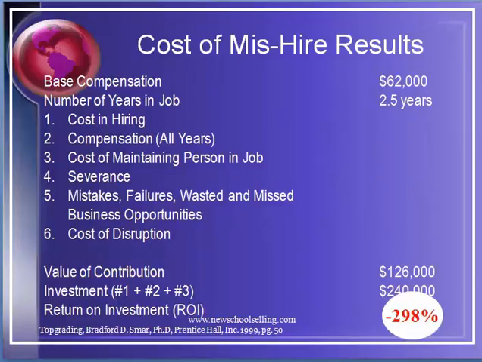In Brad Smart's book on top grading, if you haven't read this book, I would really encourage you to read it. He did a study of salespeople who had a base compensation of $62,000, and he looked at them over a 2.5 year period of time, and he looked at all the factors involved in hiring and maintaining the salesperson on the job. Now, keep in mind their base compensation was $62,000.